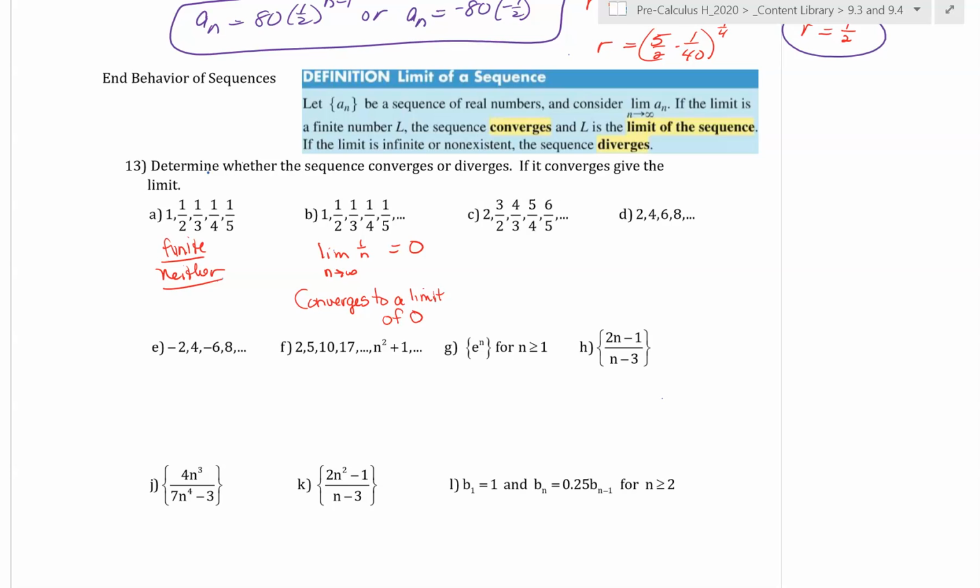Let's think about part C. Go ahead and pause the video. It might help actually if you think of an explicit rule. So actually this is a sub n is n plus 1 over n. And maybe that might have taken you a few minutes to think about that. Think about what would happen as n approaches infinity.